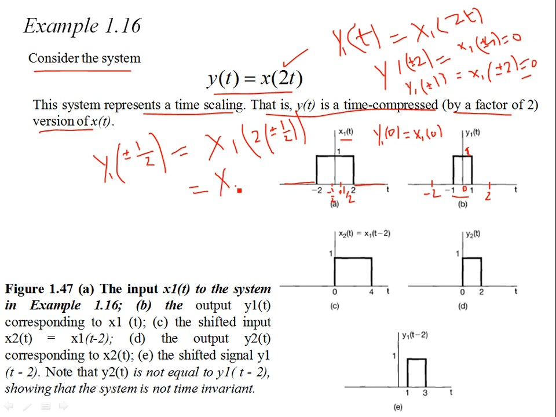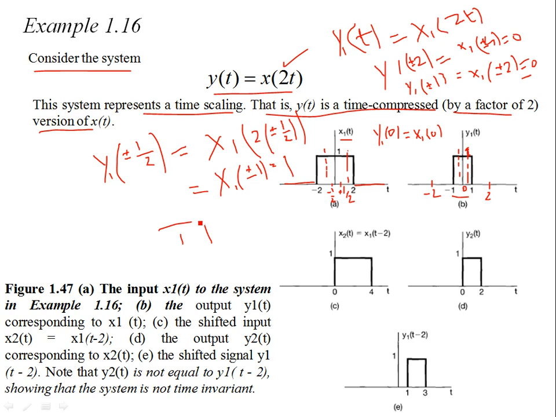So this is x1 of plus minus 1. Now you know that at plus minus 1 in x1, the signal is taking the amplitude of unity. That means at t equal to plus minus half, or less than that on either side, the signal is unity. Okay, so that is the case. That's how it compresses the time.